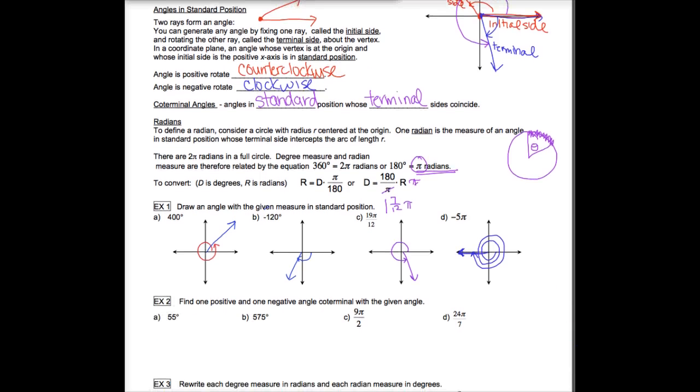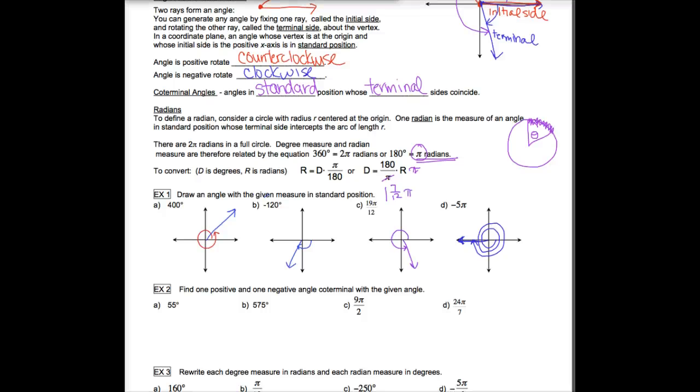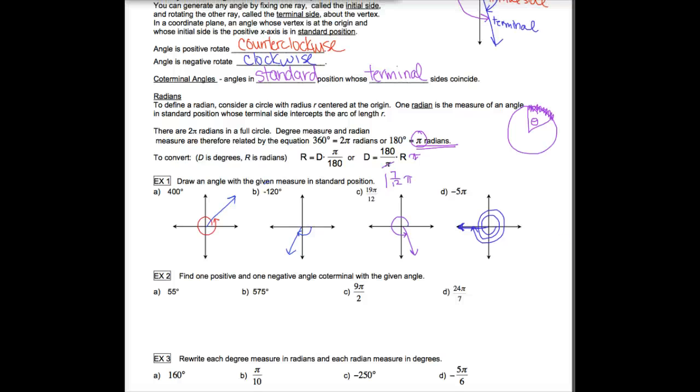All right, example 2, find one positive and one negative angle coterminal with the given angle. So your answers might be different than someone else's because there are an infinite number of answers that you can come up with. But key is, again, one of them has to be positive, one of them has to be negative, and it has to be coterminal.